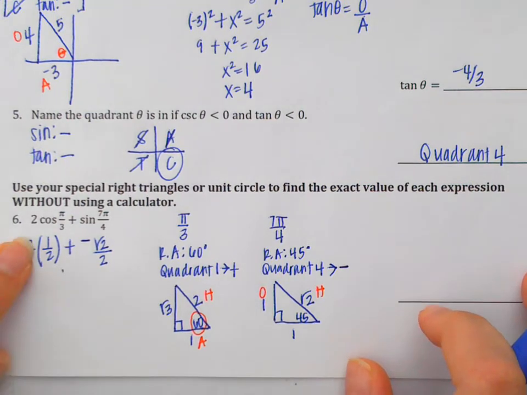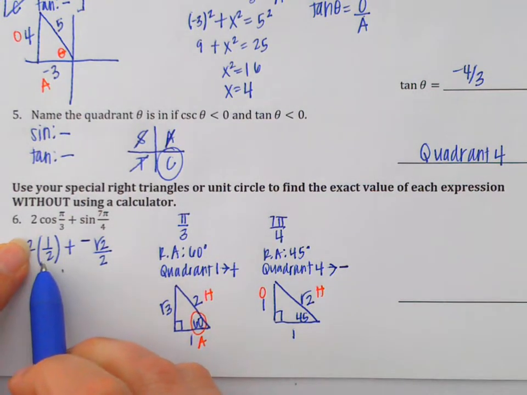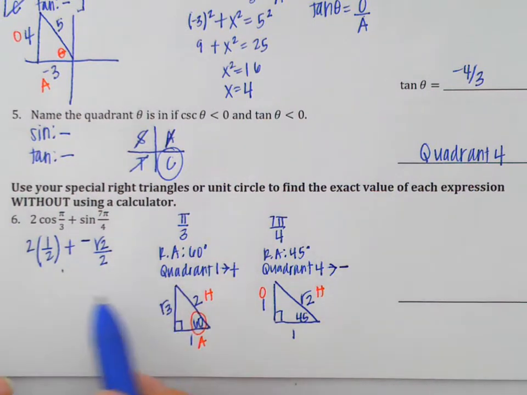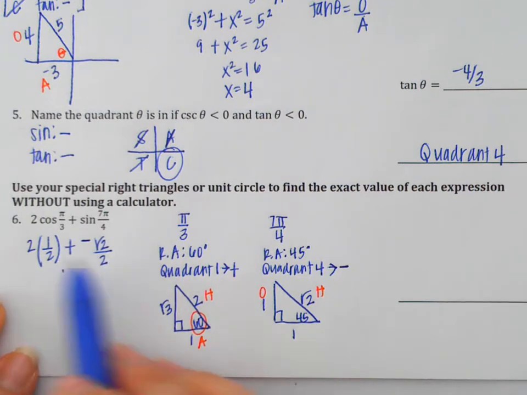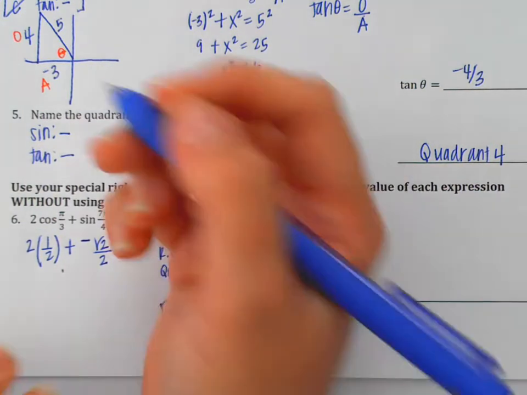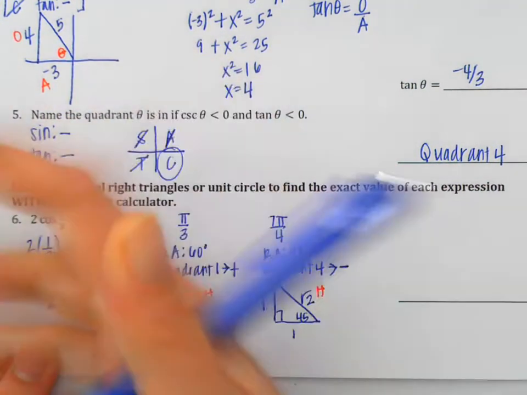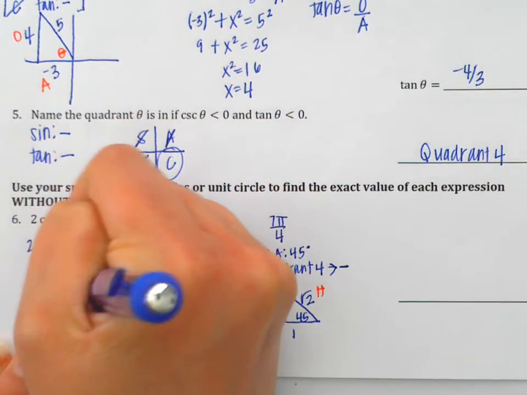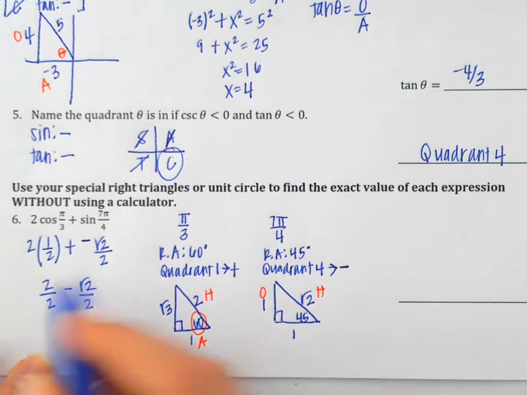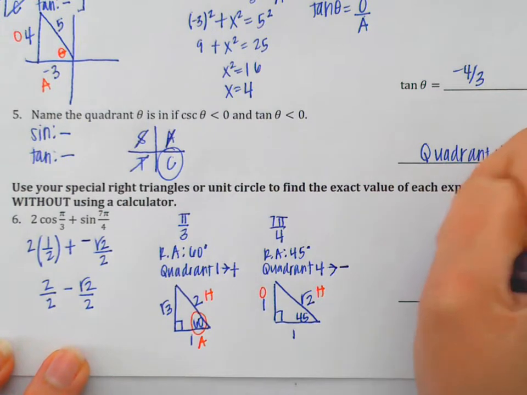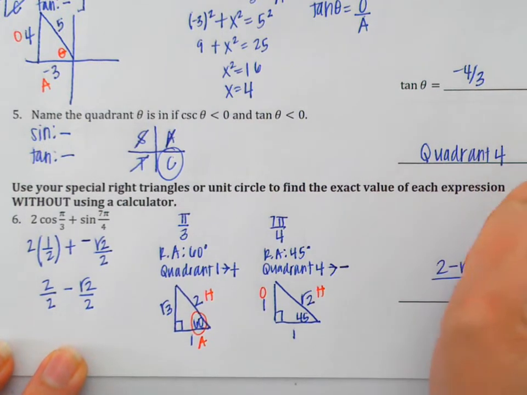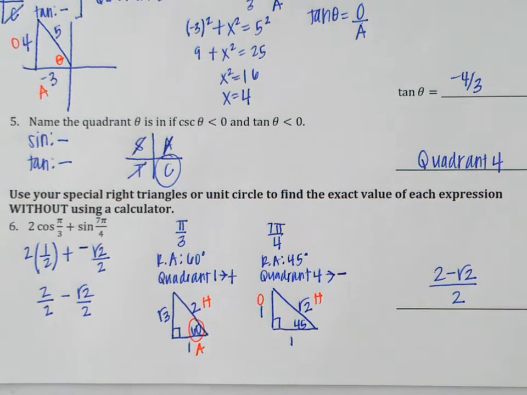Now I'm looking ahead, and technically I could cancel these. But now that we've gotten both of our answers, I can put it together. I actually want to keep the 2 there because I'm going to be adding it to a fraction and I want to already have a common denominator. So it's going to be 2 over 2 plus a negative, so minus rad 2 over 2. Now that they have a common denominator, we can just write it as 1, so it would be 2 minus rad 2 over 2. And that would be your final answer for number 6.